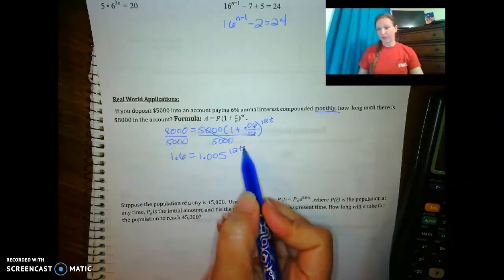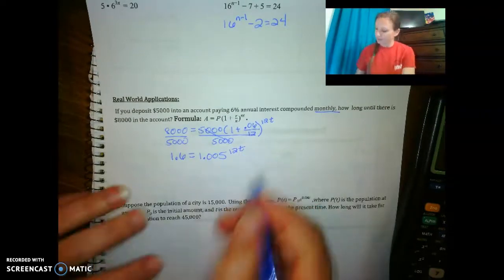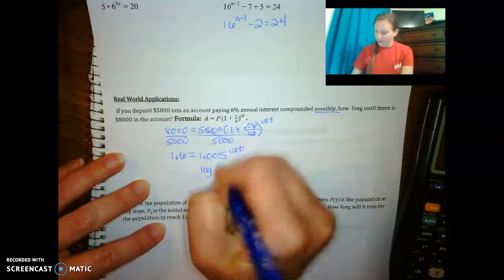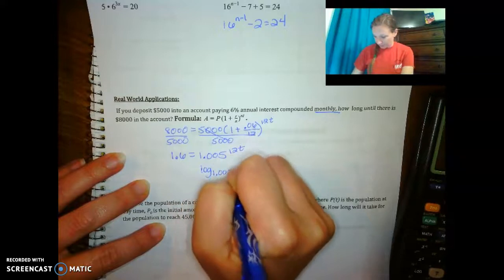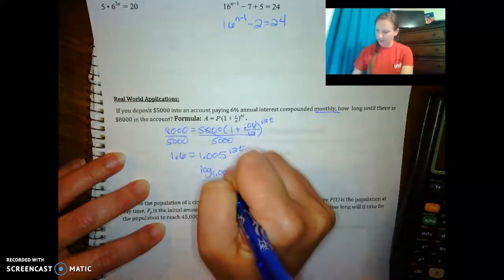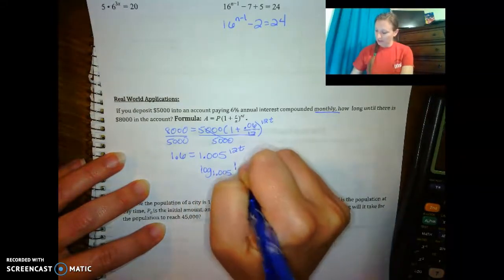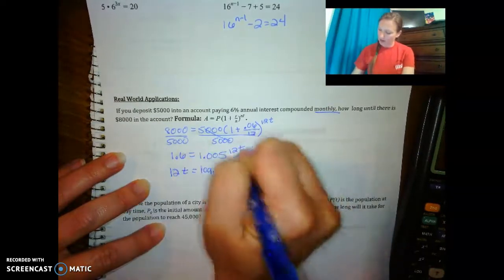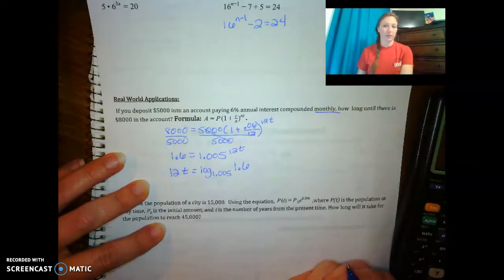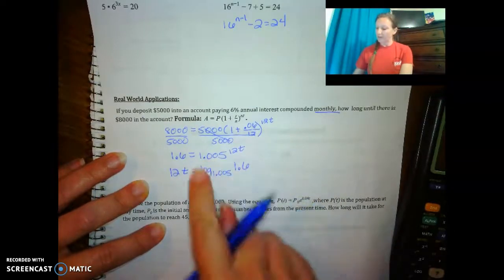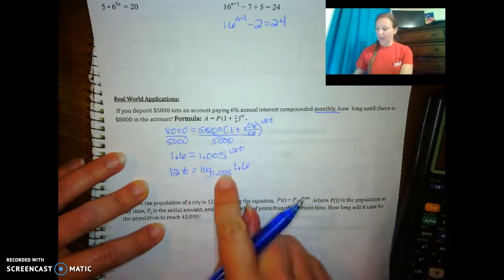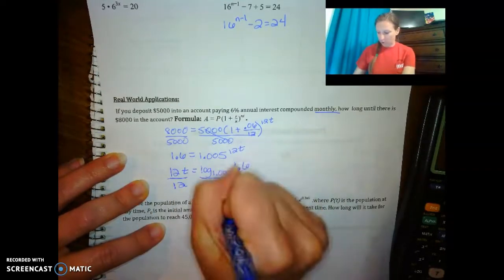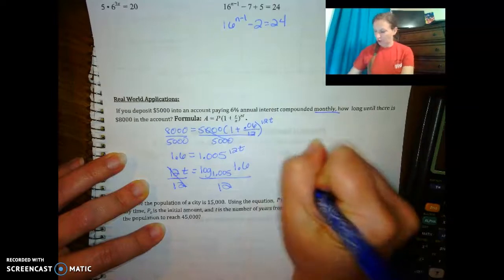Now, to solve for this exponent, I need to use logs. Base of the exponent is becoming the base of the log. So the base stays the base, the others switch place. So the entire exponent is what it is going to equal. Now, we can type this part into our calculator. And that answer we're going to divide by 12 to solve for T.